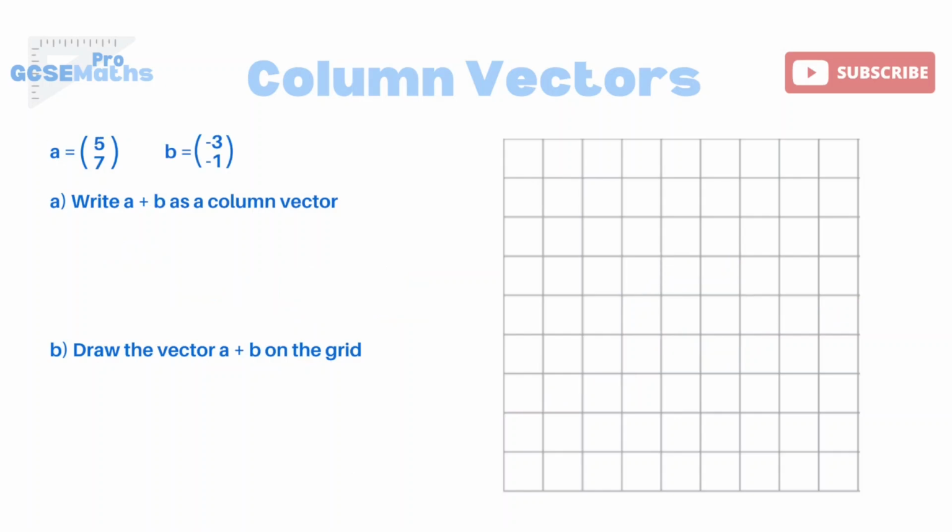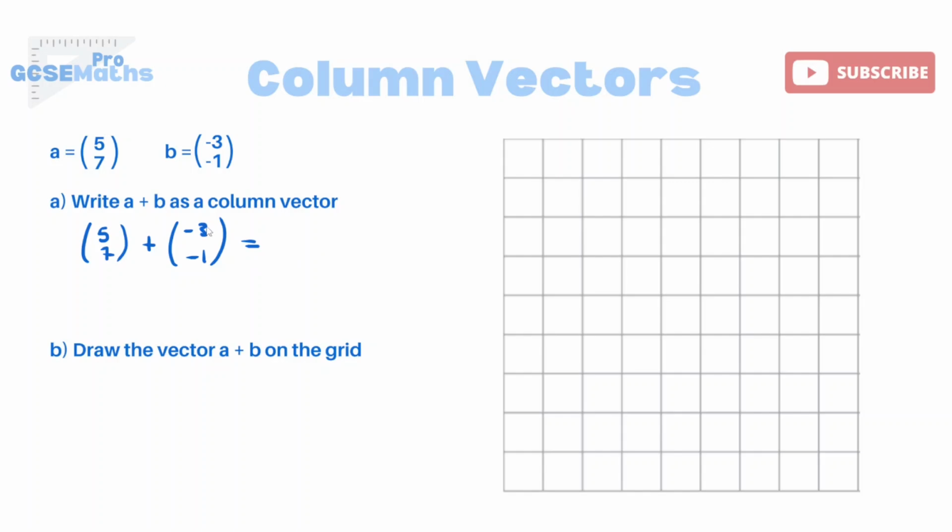Okay, this is a similar one. Now we've got 2 vectors. We've got vector A, which is 5, 7, and we've got vector B, which is minus 3, minus 1. Part A says write A plus B as a column vector. So the same as before, we did 3A, we timesed it by 3. In this case, we're just adding both of these together. So I've got the 5, 7 for vector A plus minus 3, minus 1 for vector B. Just be careful of the negatives. I'm literally just going to add across.